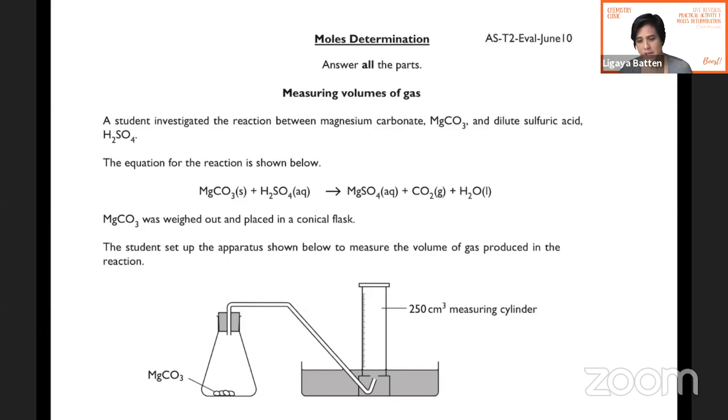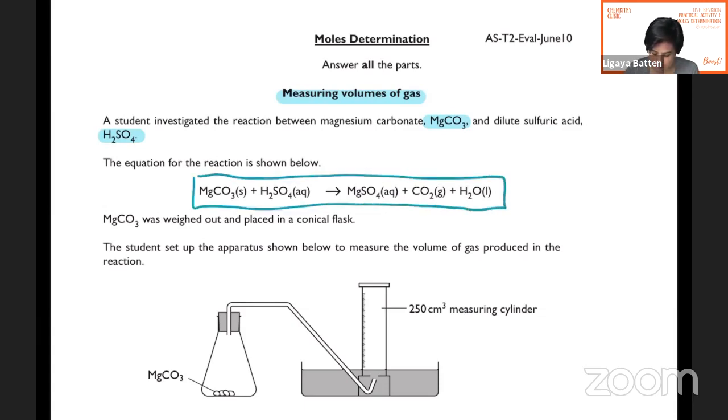This first experiment is looking at measuring volumes of gas. A student investigated the reaction between magnesium carbonate, so you've got a group 2 carbonate, and dilute sulfuric acid, H2SO4. They've given us the formula there, and they've quite nicely given us the balanced equation for the actual reaction taking place. It's nice that they give that to you, but you may be expected, depending on the context, to actually balance this for yourself. The magnesium carbonate, which is a solid, was weighed out and placed in a conical flask. That's what we've got down here.